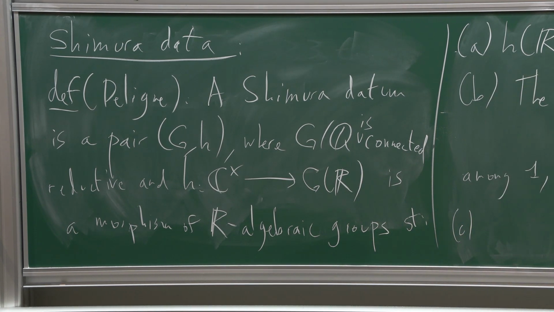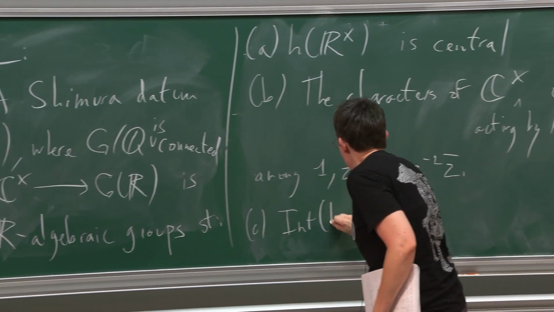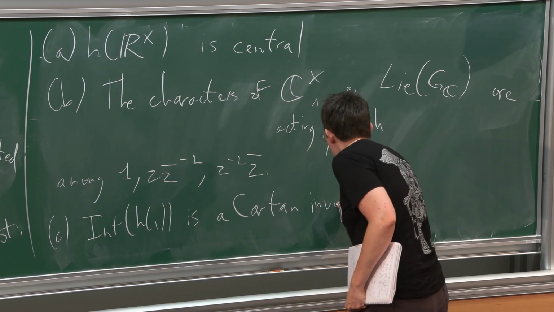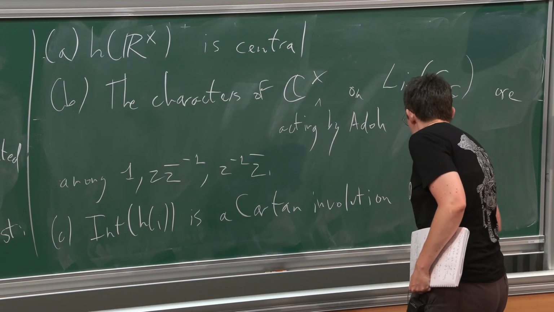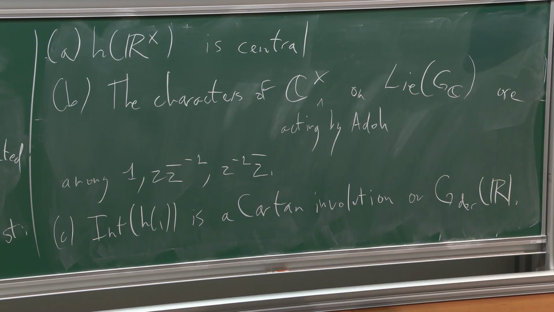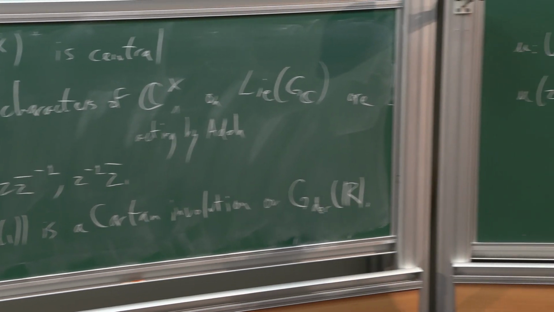And the third part is conjugation by H of i is a Cartan involution on the R points of the derived group of G. So for this U, there were very similar conditions, except I think I kind of messed up. I said conjugation by U of i is a Cartan involution. It should have been U of minus 1, because of the way U and H are related, which is like this.